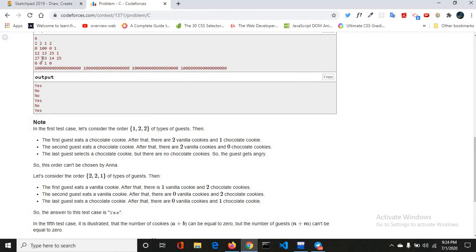So yeah, let's see an example here. 12, 13, 25, 1. As 12 plus 13 is 25, and 25 plus 1 is 26, that means the number of cookies is less than the number of guests. So there will be someone who will always get angry. So no matter what happens, there will always be a no answer.